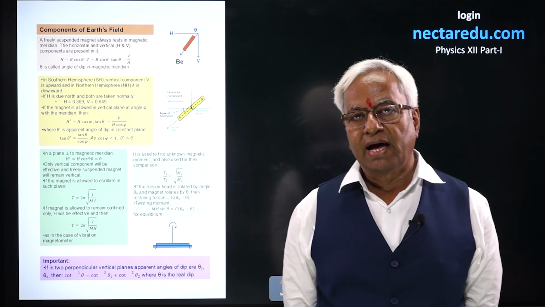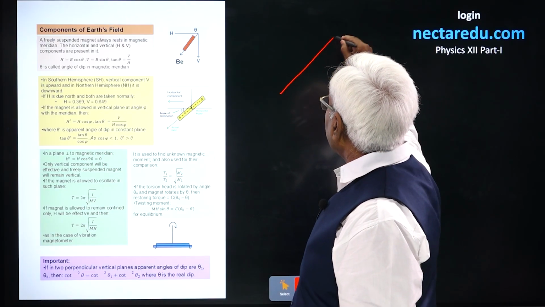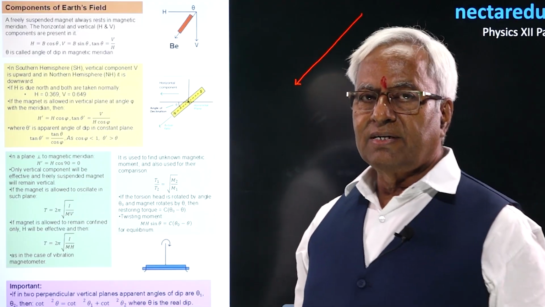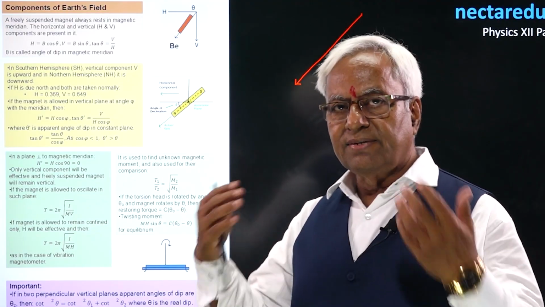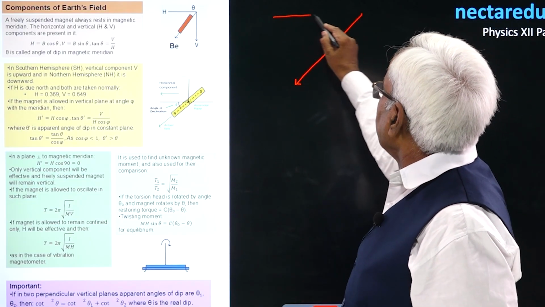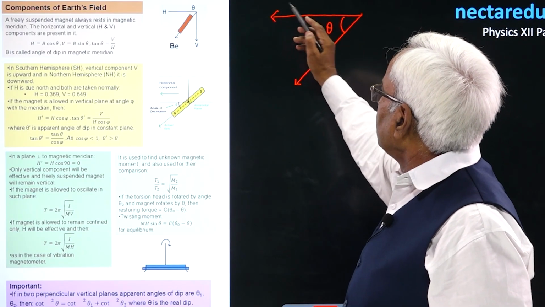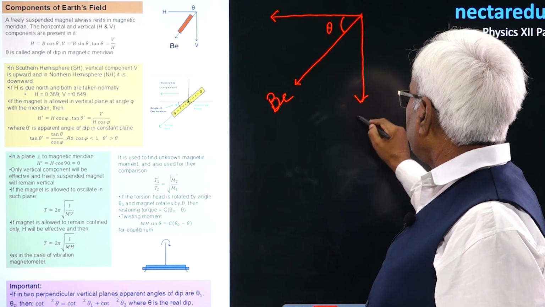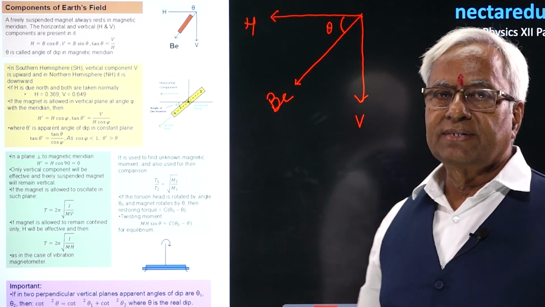Components of Earth's magnetic field. Once we establish that Earth has a magnetic field, and we also know that it's neither horizontal nor vertical, it is variable. In fact, at different places it is at a different angle with the horizontal. Suppose that at a place Earth's magnetic field has the angle theta with the horizontal. This is Earth's field. Obviously, it's going to have two components, one along vertical and the other along horizontal.